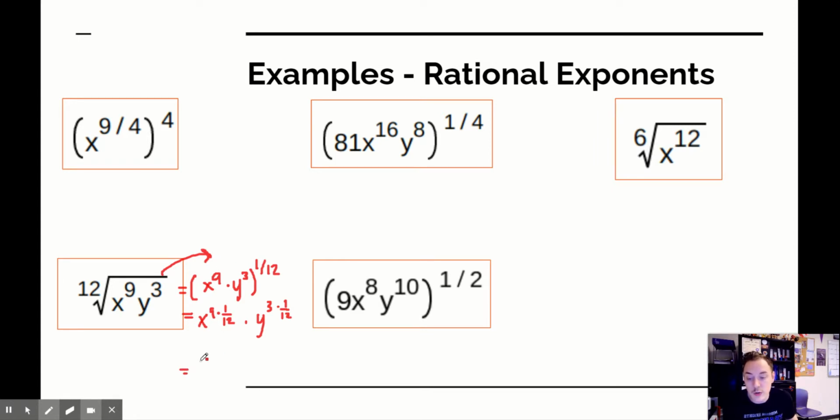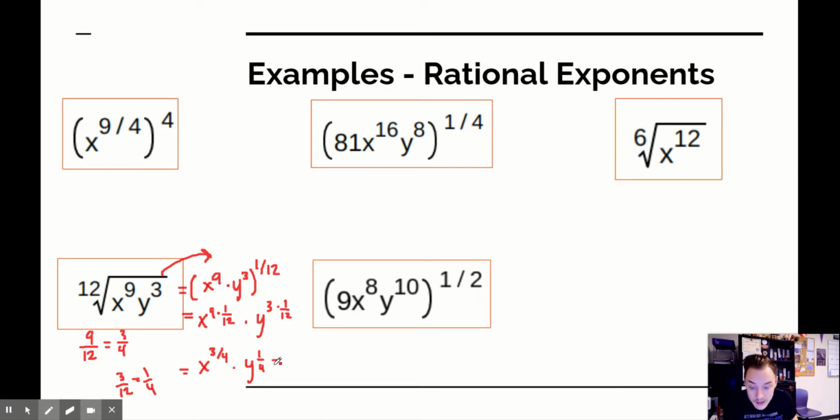So 9 all over 12, when I simplify that down, that actually gives me, if you want to do it off to the side, you can, 3 all over 4. So this is x to the 3 all over 4 power times, and then 3 twelfths, what does that simplify down to? That simplifies down to 1/4. So this is y to the 1/4.